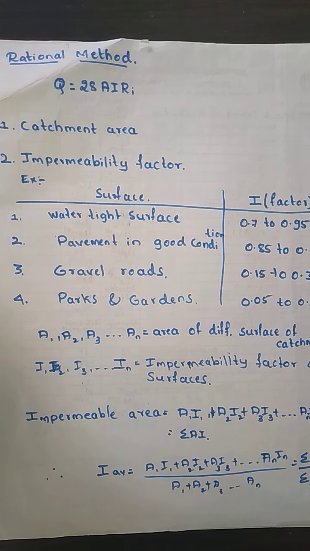Now it depends on the catchment area. What is the catchment area? It is nothing but the area where the rainfall is going to occur. Here it is going to have streets, houses, playgrounds, sewers, etc., where the rainfall is going to occur. So the catchment area and its impermeability factor are very important in order to determine the storm water flow.